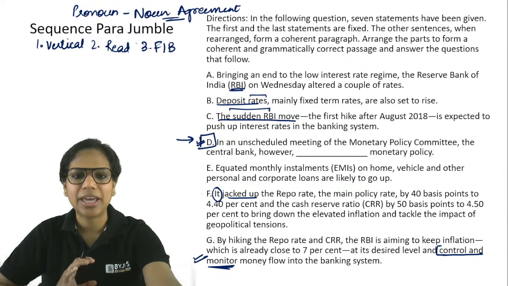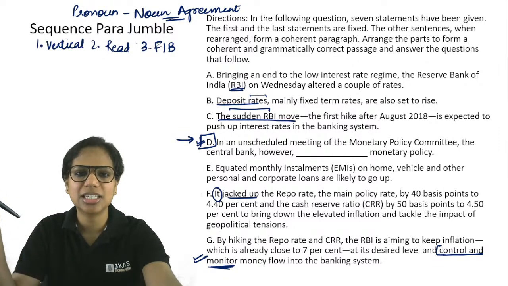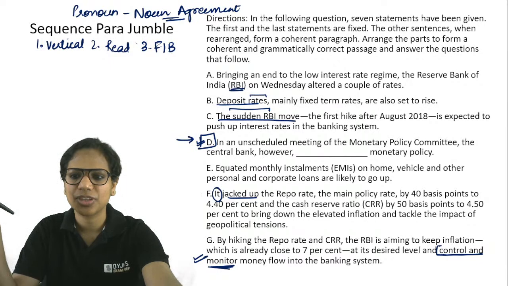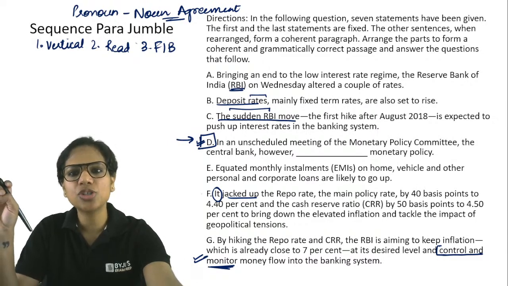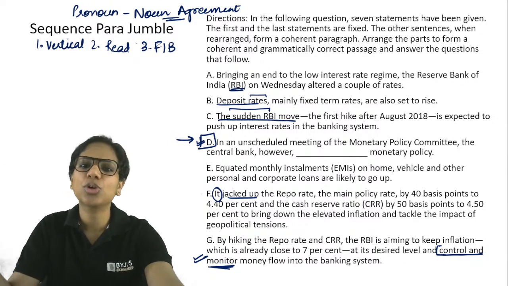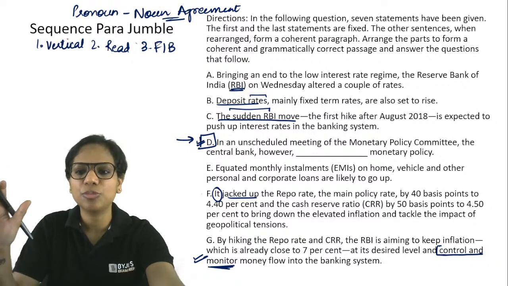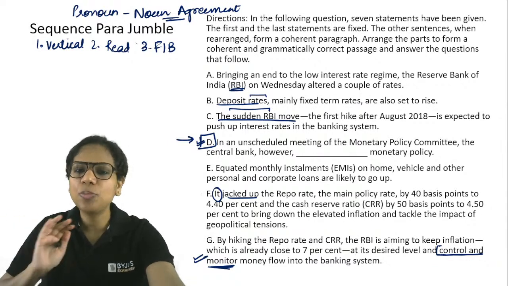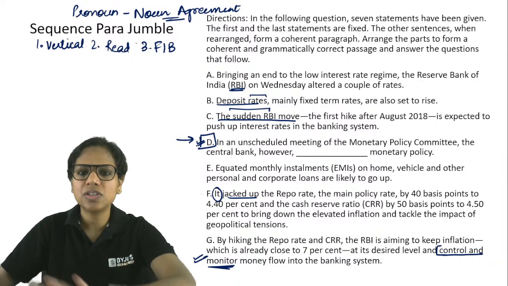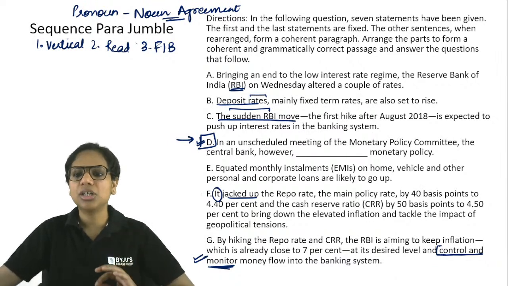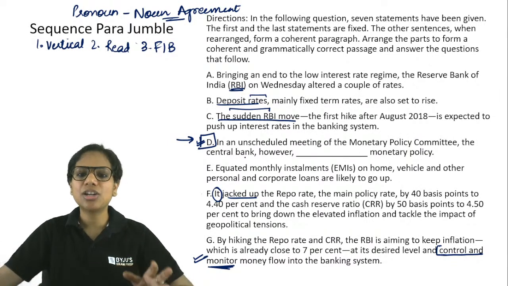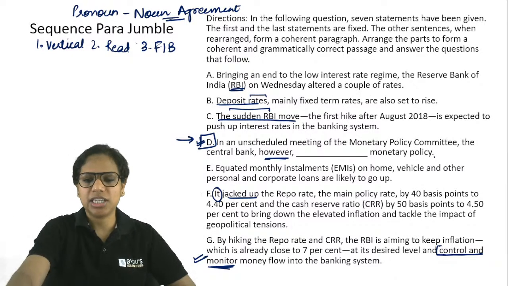Read the entire paragraph, as in all the sentences here. So today I'm going to give you a relatively challenging task as compared to the previous session. Today we'll first form the sequence all by ourselves. Then we will look at the options. We do have options in this question, but I want you to form the sequence first. But before we do that, I hope you've read the sentences by now. So this is the sentence: In an unscheduled meeting of the Monetary Policy Committee, the central bank, however, dash monetary policy.